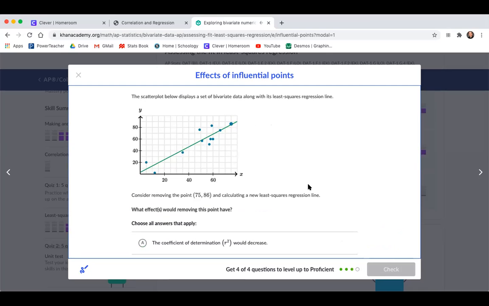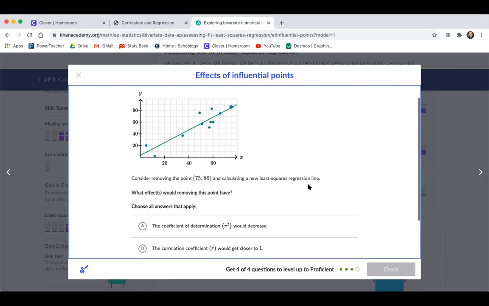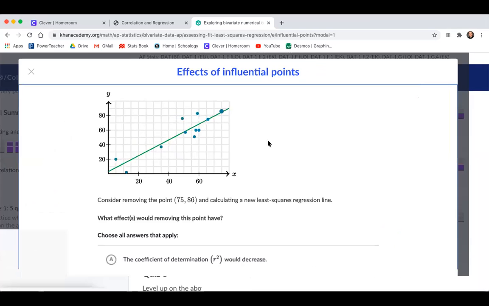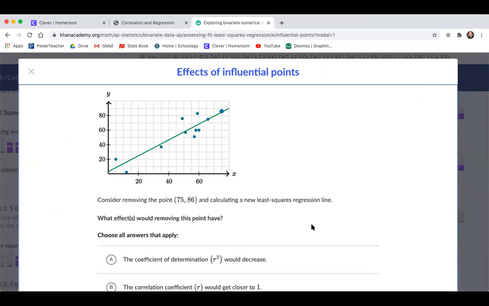A scatter plot below displays a set of data along with its regression line. Okay, consider removing the point 75, 86. So this point is directly on the regression equation, or just about directly on it. What effects would removing this point have?